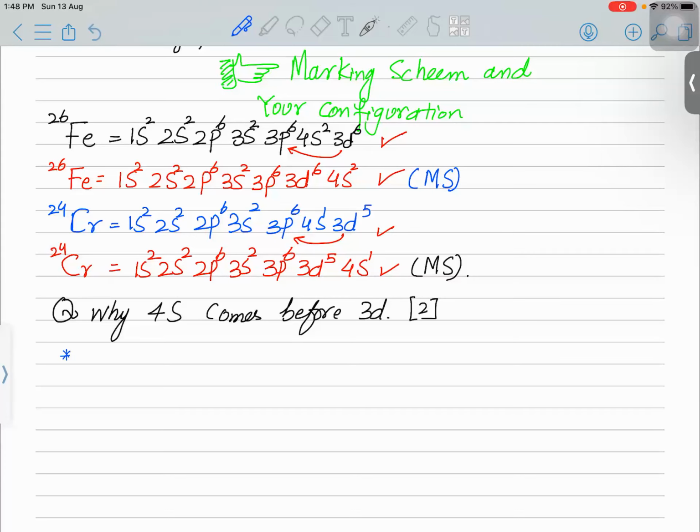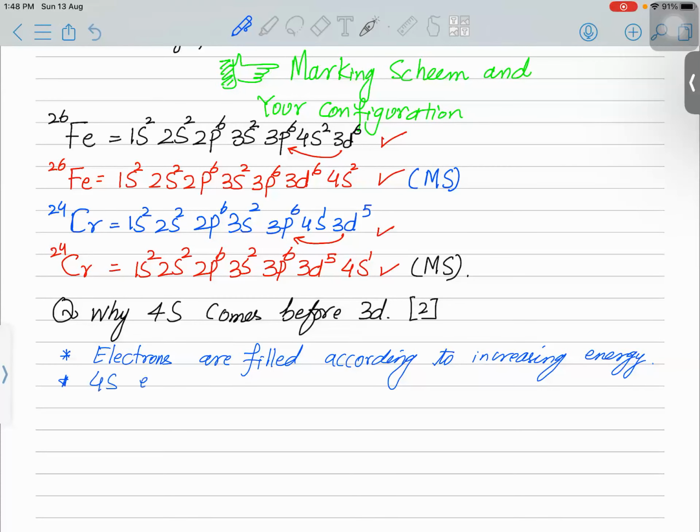So for 2 marks, for the first mark, you will write: electrons are filled according to increasing energy. Then: 4s energy is less than 3d.